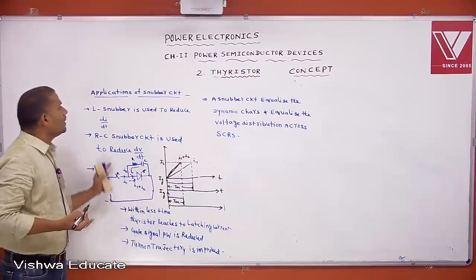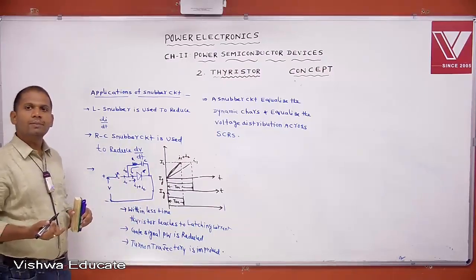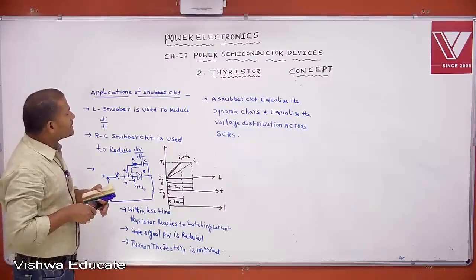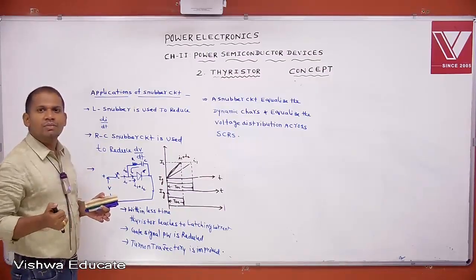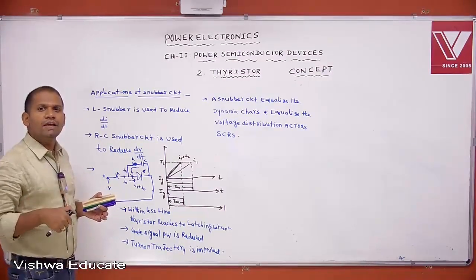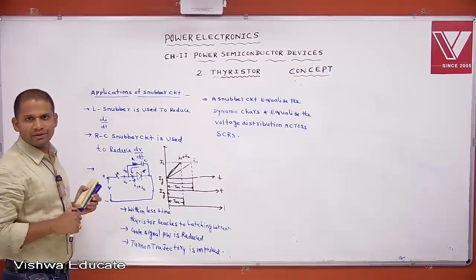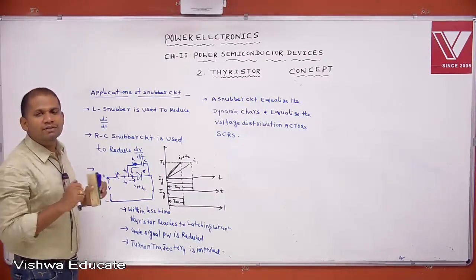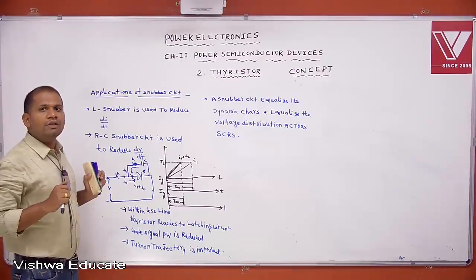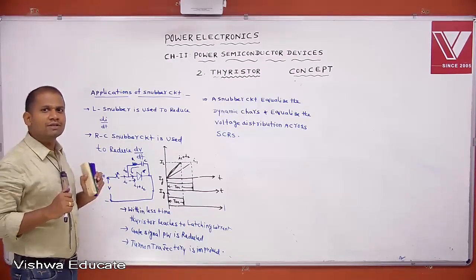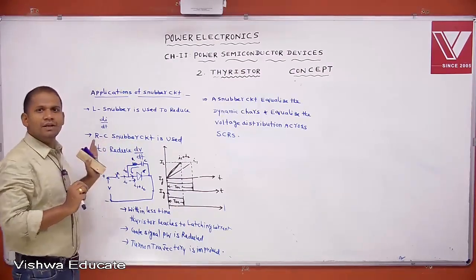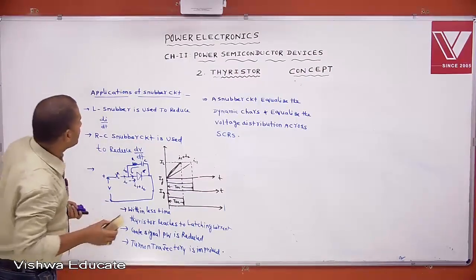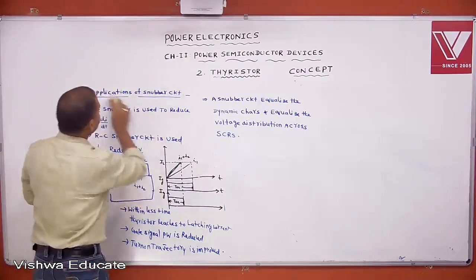All these are the special applications of a snubber circuit. Now we'll see the next concept with respect to the snubber circuit, which is how to design the snubber circuit parameters. Let's concentrate on the design of snubber circuit parameters. There is one concept, and based on that concept we want to design the snubber circuit parameters. Is that clear?